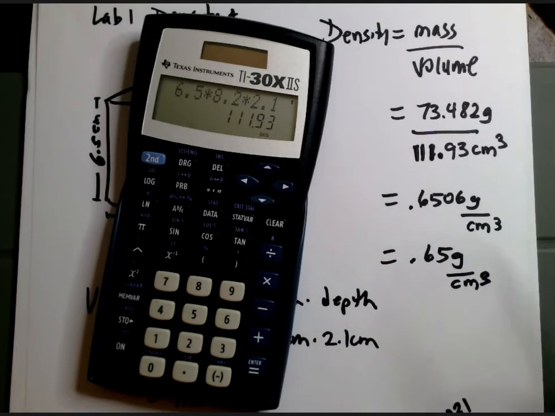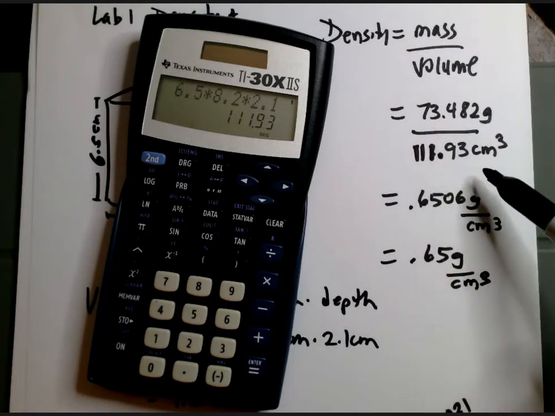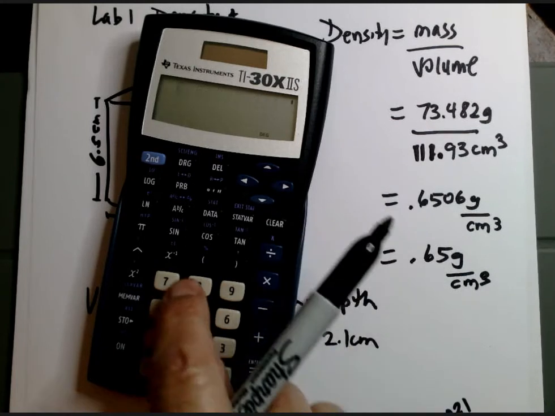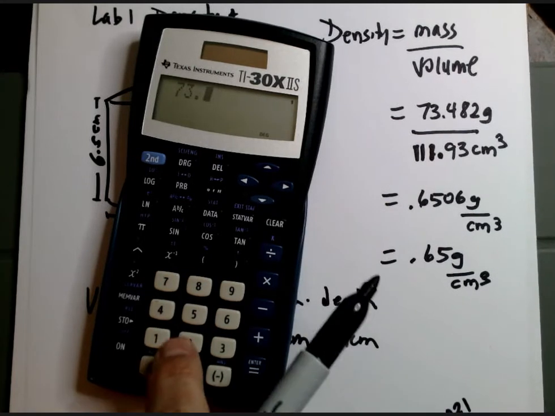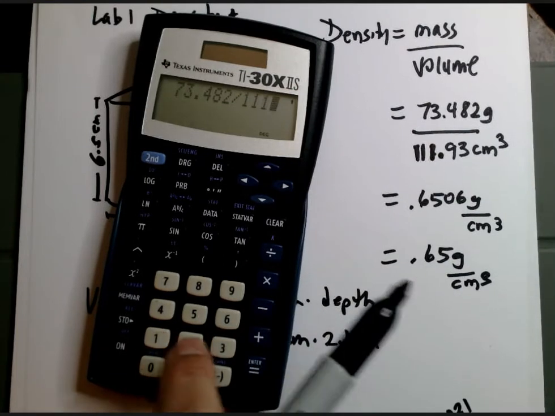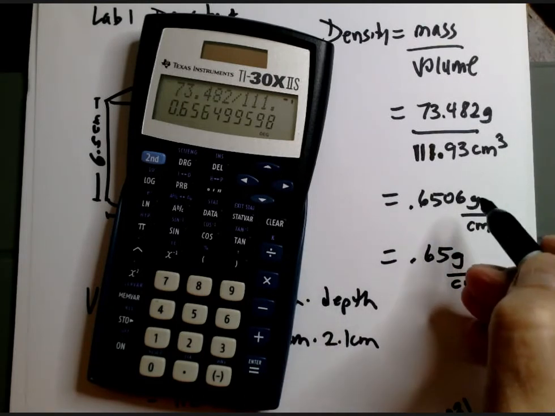So to find the density, take the mass, divide it by the volume. And so let's clear this, and let's say 73.482 divided by 111.93, and I got 0.65649.